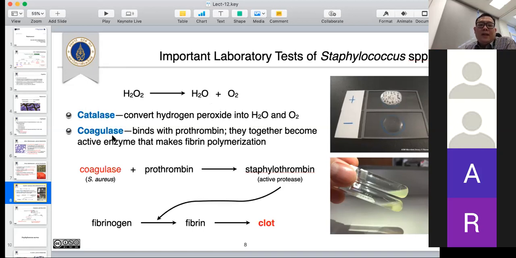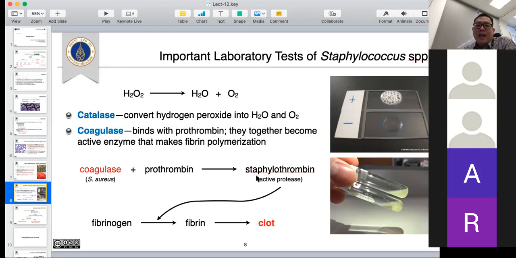So coagulase enzyme is another test. Coagulase enzyme from Staphylococcus aureus, this is what aureus means, can react with prothrombin. Prothrombin is a blood clotting factor. And then they change prothrombin to staphylothrombin.